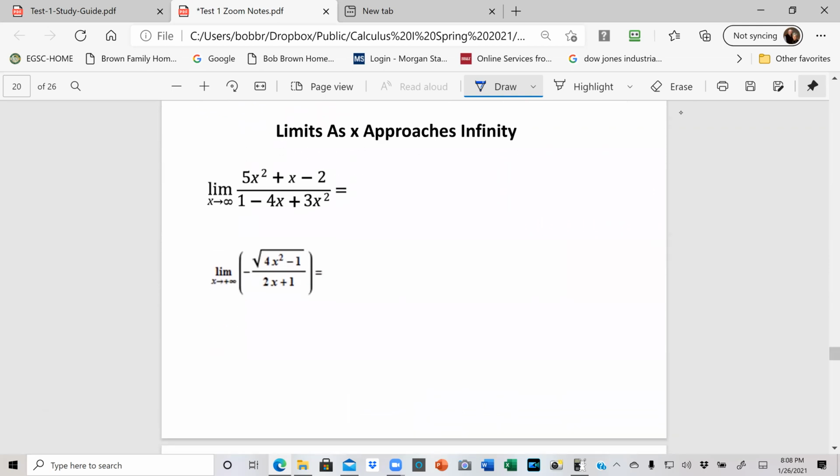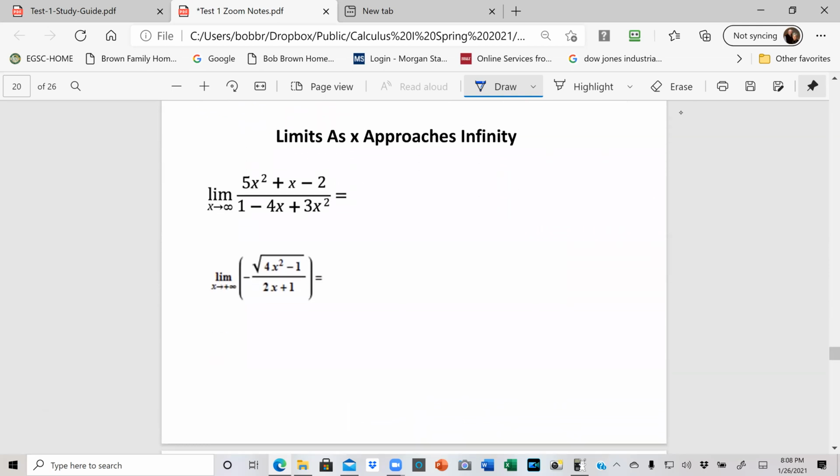Now limits as x approaches infinity. Looking at things with polynomials in them, you have to realize that the polynomial with the highest degree dominates as x gets large. So this equals the limit as x approaches infinity. I would write down 5x squared dominates here, 3x squared dominates here. So the answer is 5/3.